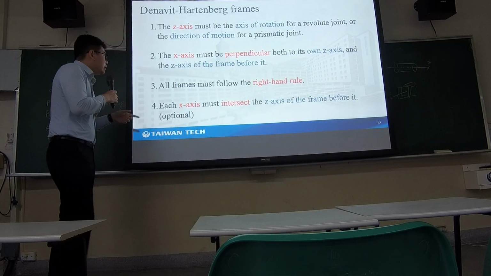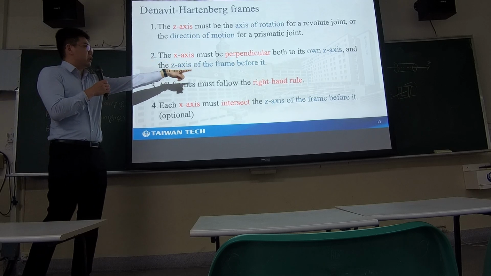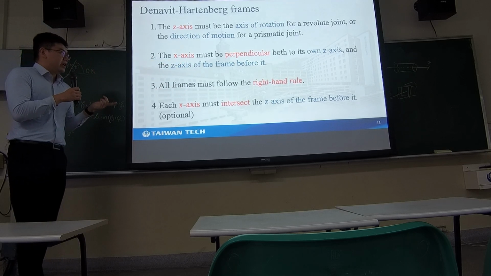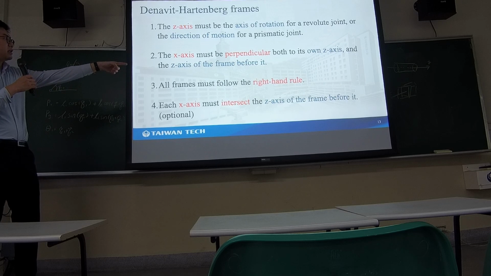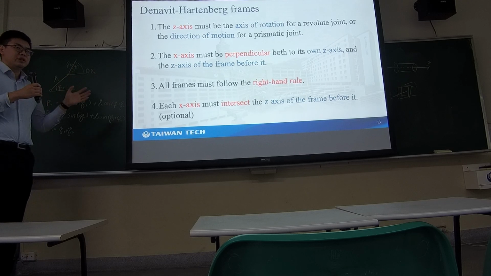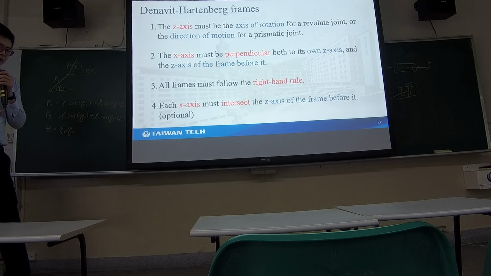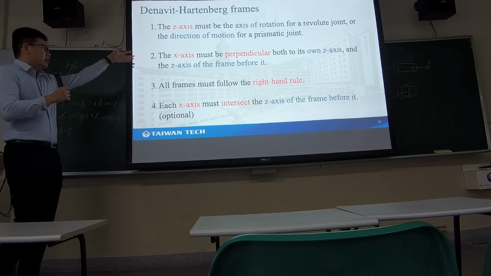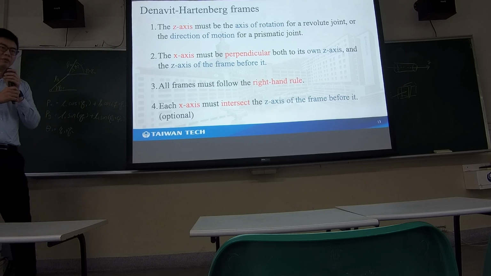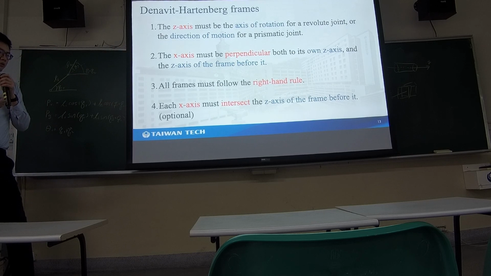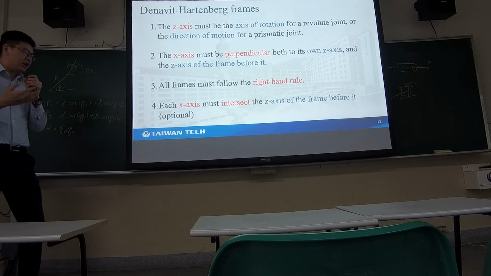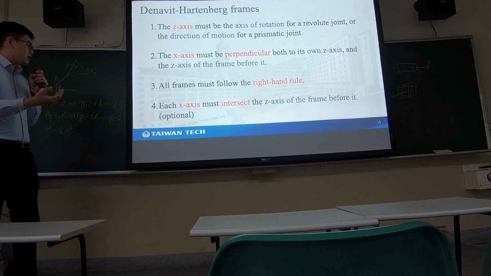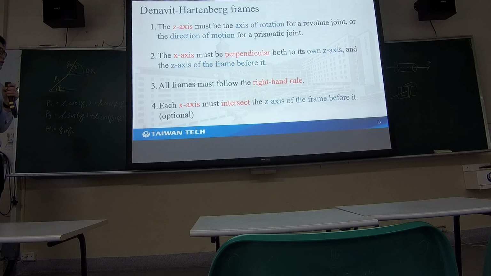So the second rule is that the x-axis must be perpendicular both to its own z-axis and the z-axis of the frame before it. I think last week some of you asked how to formulate the coordinate systems. So these are the basic rules for the DH method. And through these rules, we have a very fast method to calculate the transformation matrices.